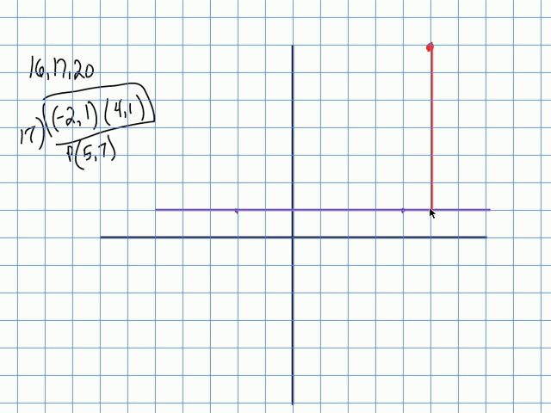So what can you do? Just count. Right? That's easy, isn't it? I don't have to do any of that stuff we did yesterday on this problem. All I got to do is count. 1, 2, 3, 4, 5, 6. Boom, there it is. So that distance right there is 6.